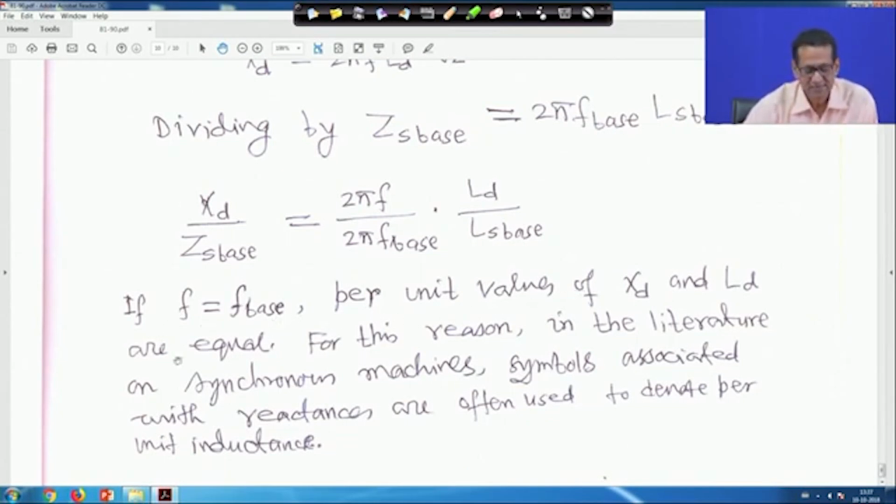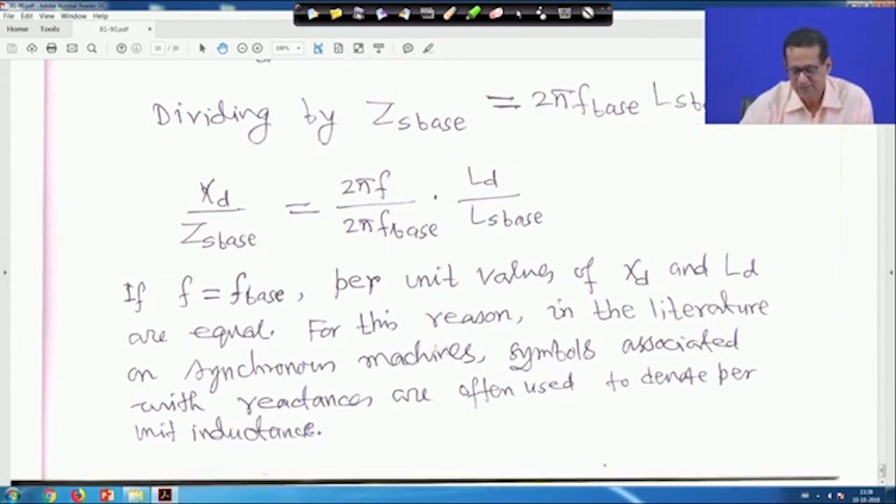Per unit values of XD and LD are equal because f is equal to f base, as the synchronous machine rotates at synchronous speed, and f base is 60 Hz if it is 60 Hz, or 50 Hz if it is 50 Hz. So this term will be cancelled, 2 pi f equals 2 pi f base, and ultimately XD per unit is equal to LD per unit. So per unit reactance means per unit inductance also.